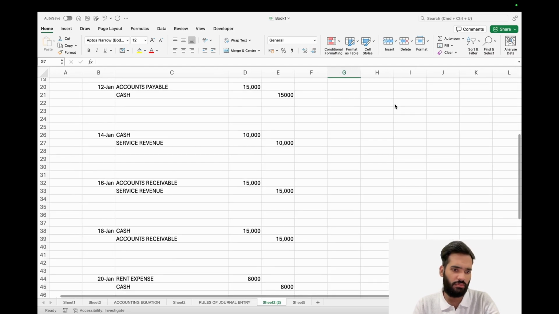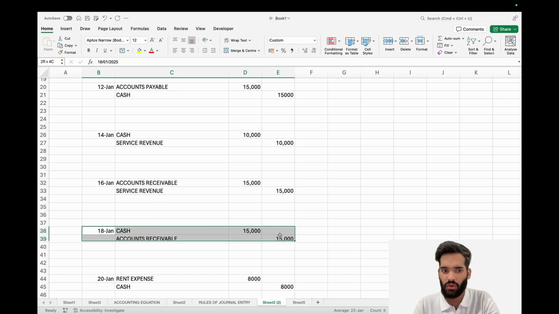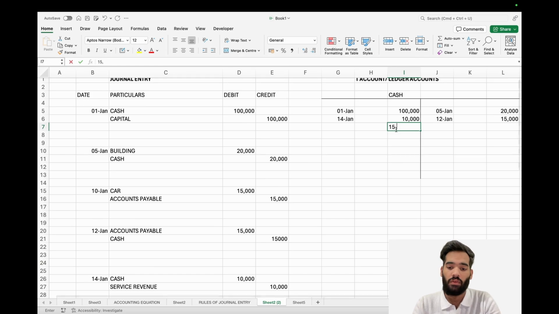So yeah, it's as simple as this. Here, is the cash account affected? No. In this one, is the cash account affected? Yes, cash is debited by 15,000. So 15,000, and the date was 18th of January.